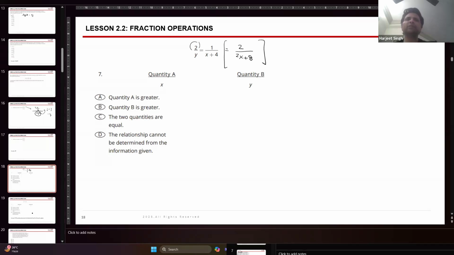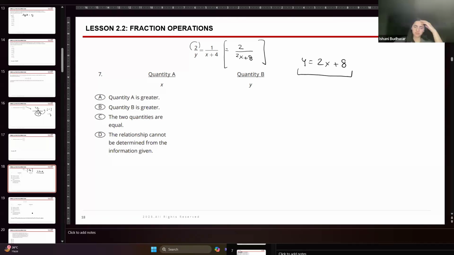So if we compare these two equations now, y will be equal to 2x plus 8. So now can you answer which is greater? Is it x or is it y? Why?